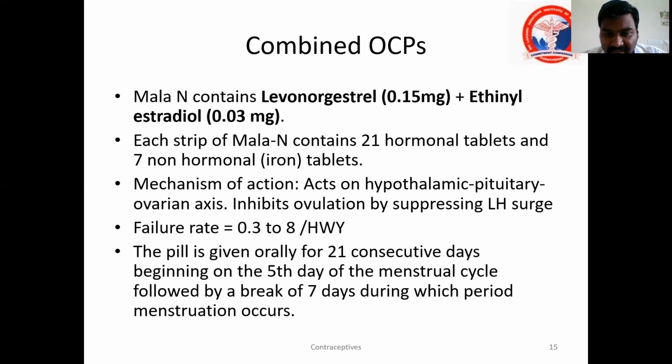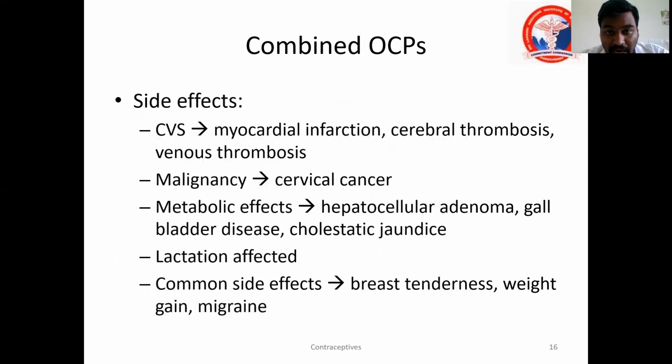The mechanism of action is that it has a central pathway of action. It inhibits or suppresses the LH surge. If the LH surge is not happening, ovulation will not happen. So the action is on the hypothalamic pituitary ovarian axis. It has a failure rate of 0.3 to 8 per 100 woman years. Compared to permanent sterilization, it also has 100% effectiveness if taken as prescribed, in the regular phase.